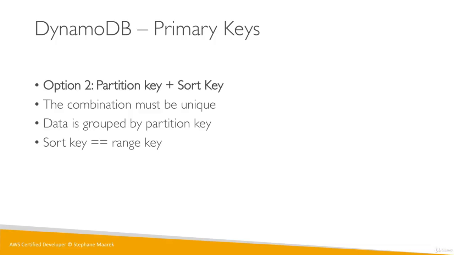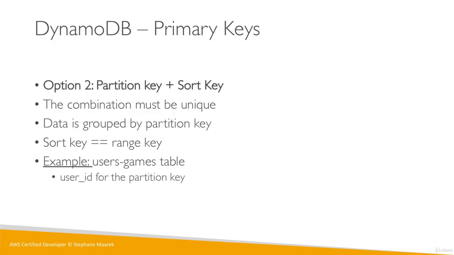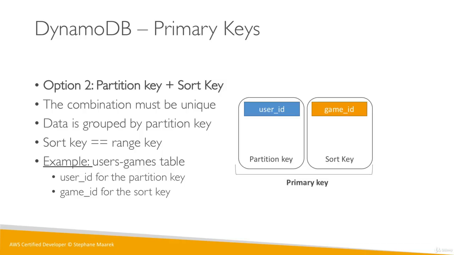This is going to allow you to do some very efficient queries. If we look at a user's game table, for example, users play games. We can use user ID for the partition key and game ID for the sort key. This is just an arbitrary choice, but we know that the combination of user ID and game ID is going to be our primary key because it will be unique. A user can have many games, but a user can only play one game ID overall. So this is why the combination of those is a primary key.